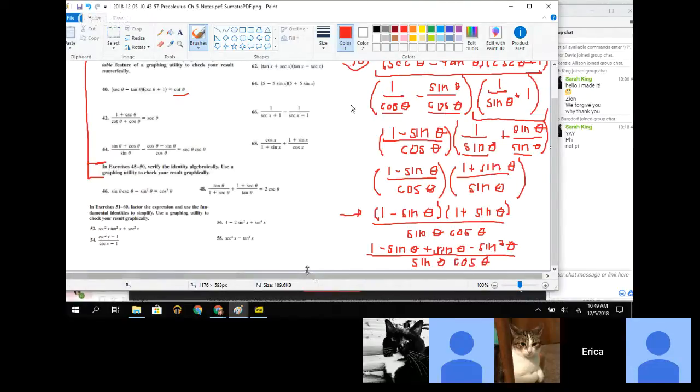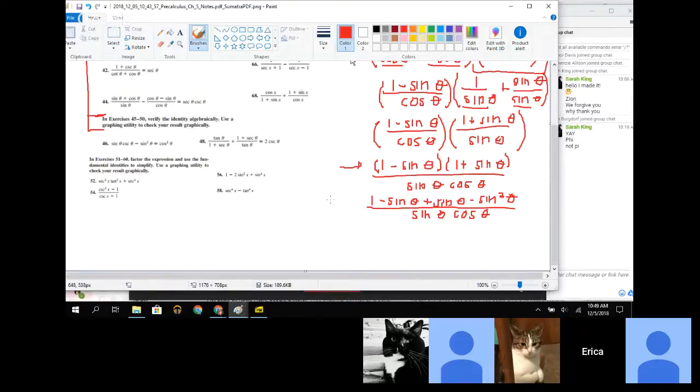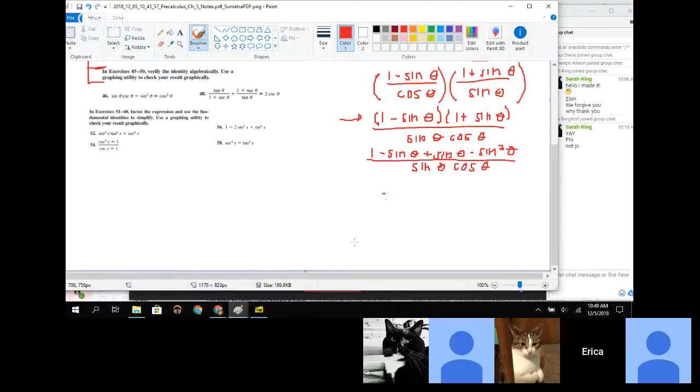And now I have my magical extending paper. Let's see, because I'm going to need some more of it. I am almost there. I have 1 minus the sine squared of theta over sine theta cosine theta, right? Because these two add and subtract to cancel out.